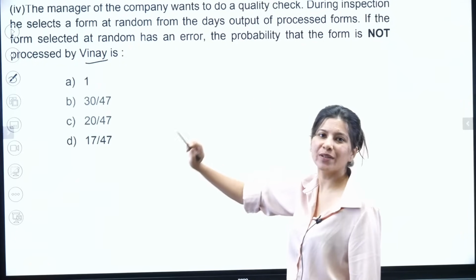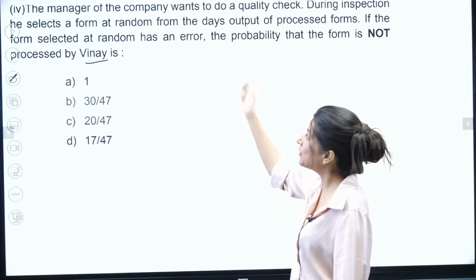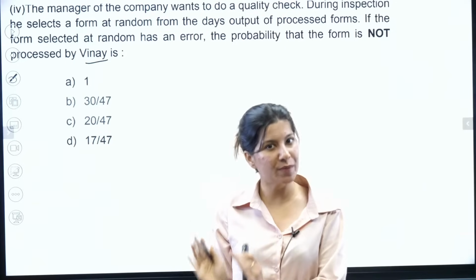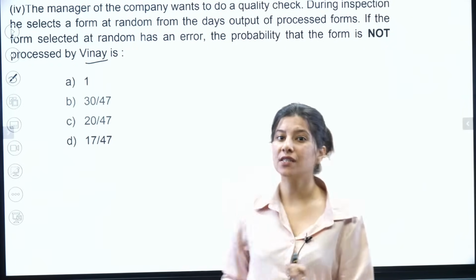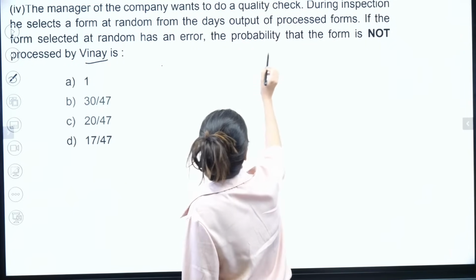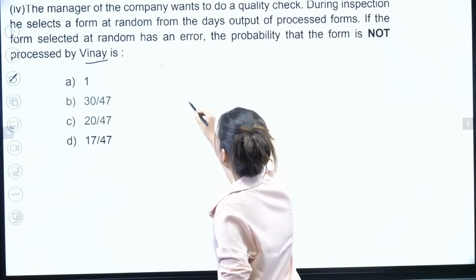So this is a clear-cut question of Bayes theorem with a little bit of a twist. What is the twist? Not processed by Vinay. So what we will do is solve it with the help of Bayes theorem and calculate the probability that it is processed by Vinay. Probability that it is processed by Vinay, okay? Now we are calculating it if it is processed by Vinay.